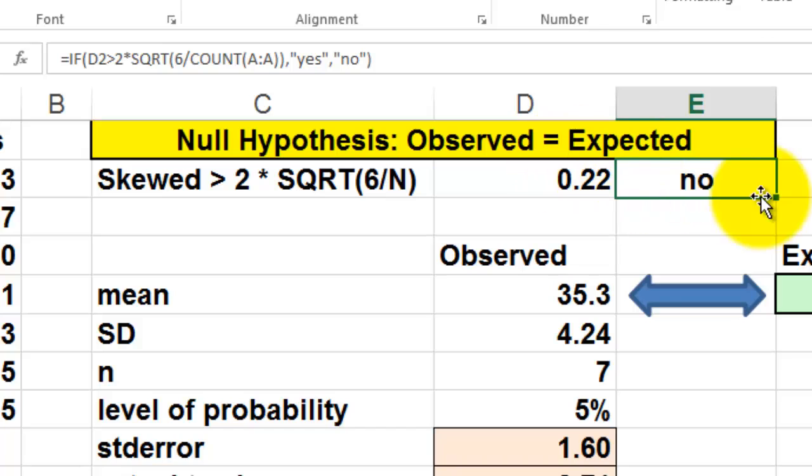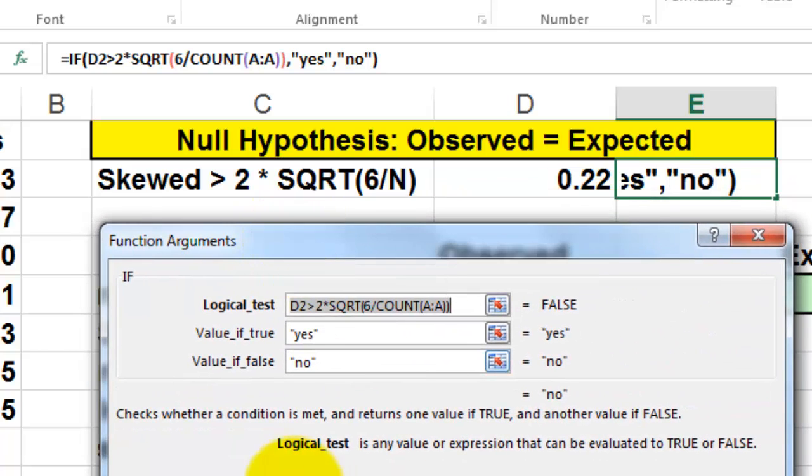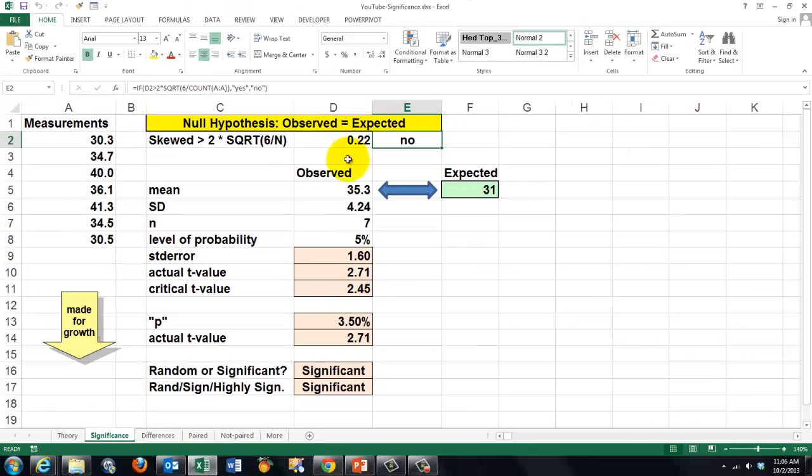So I put in here an if statement that says if D2 is greater than 2 times the square root of 6 divided by the count of column A, then it is significantly skewed, otherwise no. It's not skewed, so I can use the t-test. I calculate the mean of my observations, average, column A, standard deviation, number of cases, count. Let's assume the level of probability is 5%, that means 95% is the random range. I have 95% confidence that it's random, that the null hypothesis is correct.